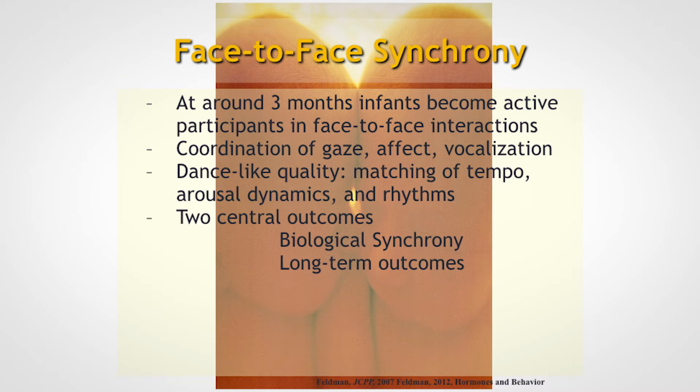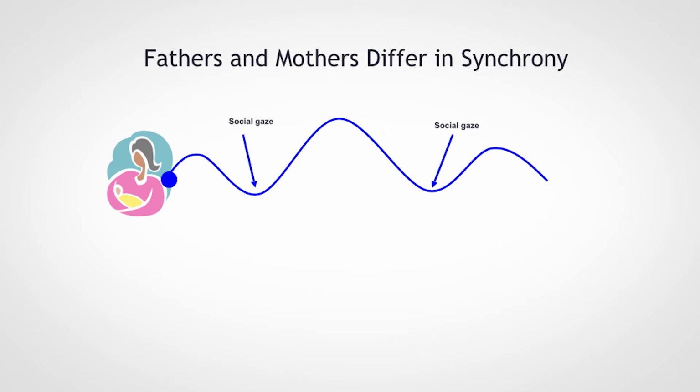Such interactions have two important outcomes. First, they enable biological synchrony between the parent and infant physiological system. And second, they carry long-term outcomes across childhood, adolescence, and even up to adult life. It is important to say that not only mothers synchronize with their infants. Fathers can synchronize with the infant too, to the same degree, but in a different way.